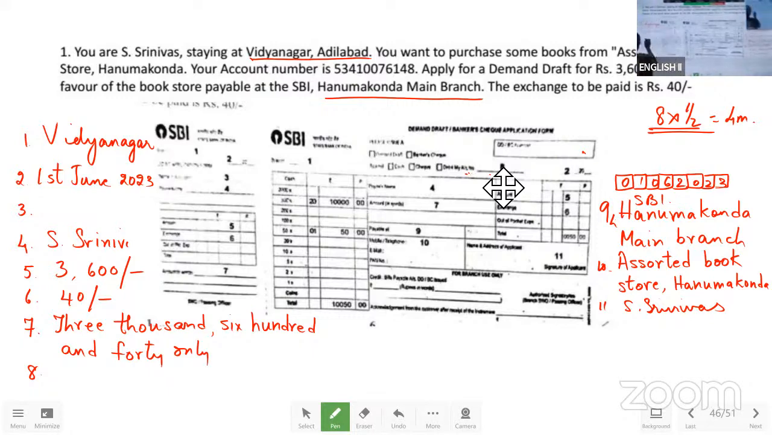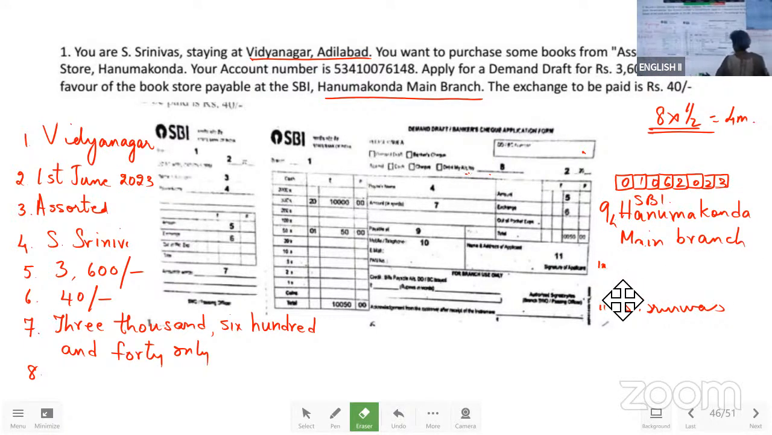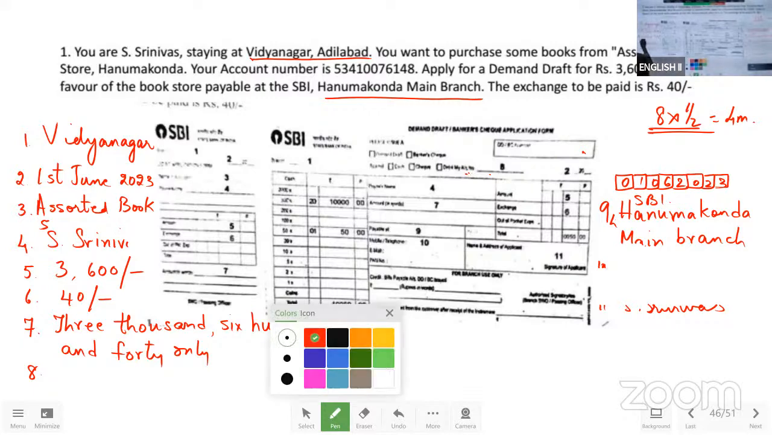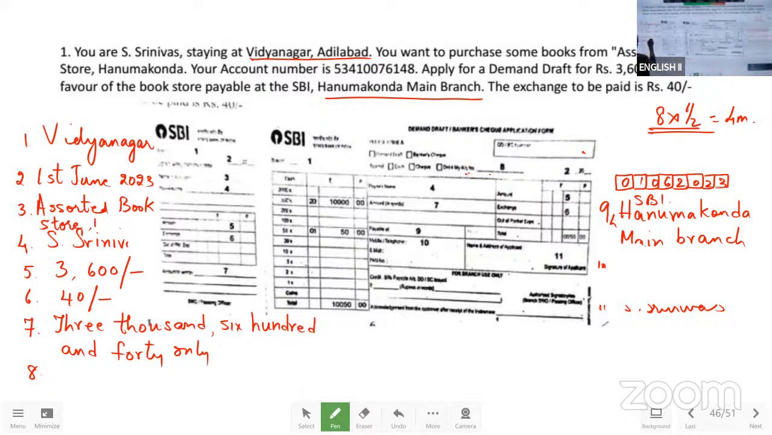That is assorted book. What is the 8th, 10th one? Just check. This is assorted. Okay. 10th one is mobile number. Mobile. Okay. Assorted. Where is it? Bookstore. Assorted bookstore. Yeah. Hanamkonda.